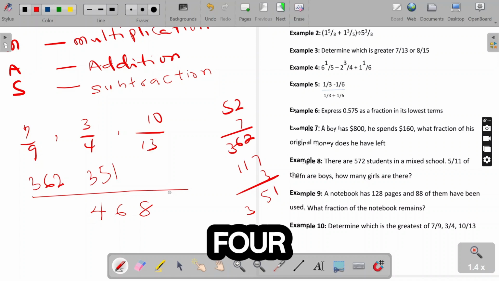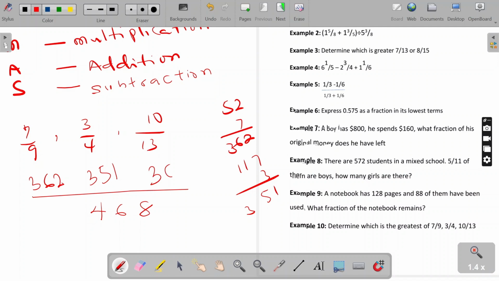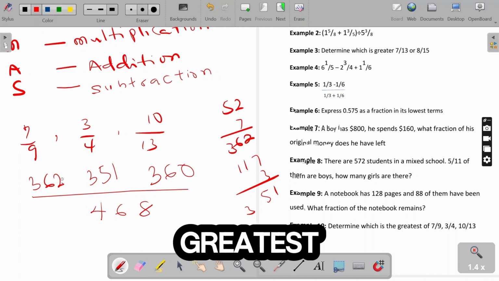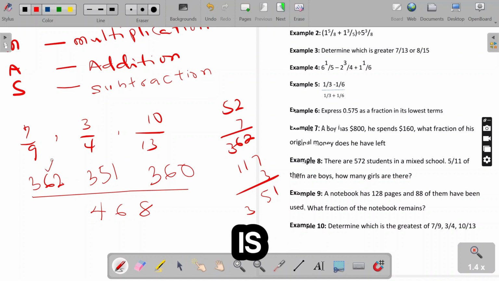So 13 goes in 468. How many times can 13 go in 468? 13 times 4 is 52. 13 times 3 is 39. 13 goes in 78 is 6. That's 36. 36 times 10 is 360. So the question is, which is the greatest? You can see that this number is the greatest. 364 is greater than 360, followed by 351.